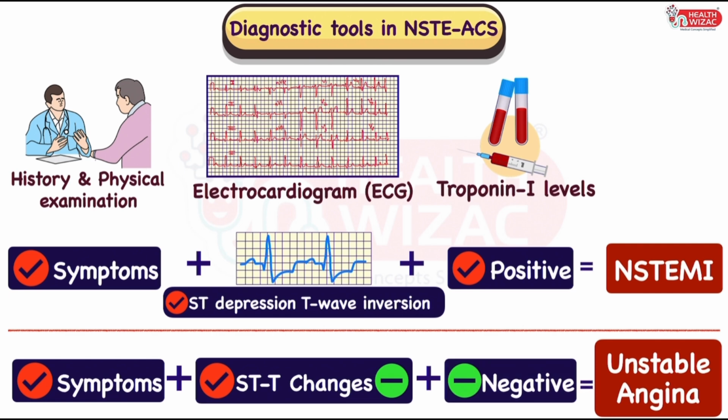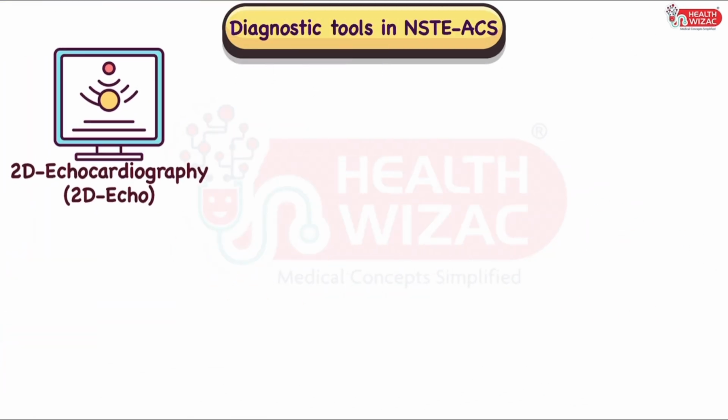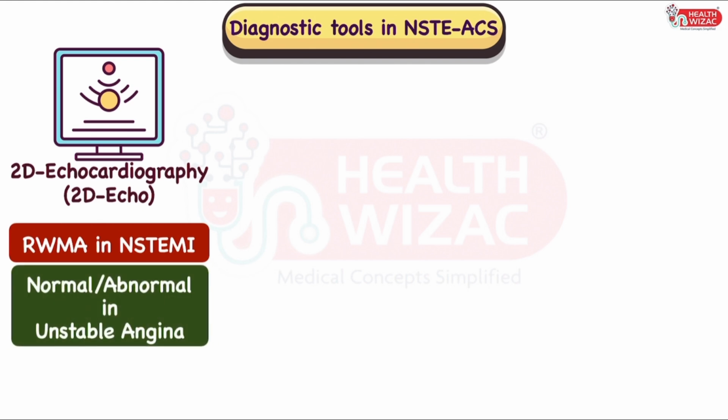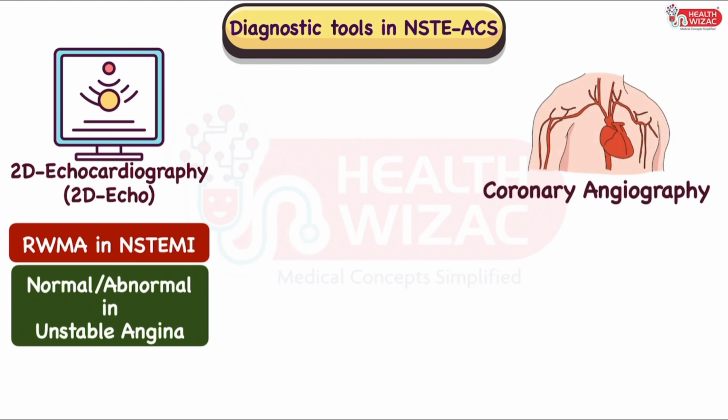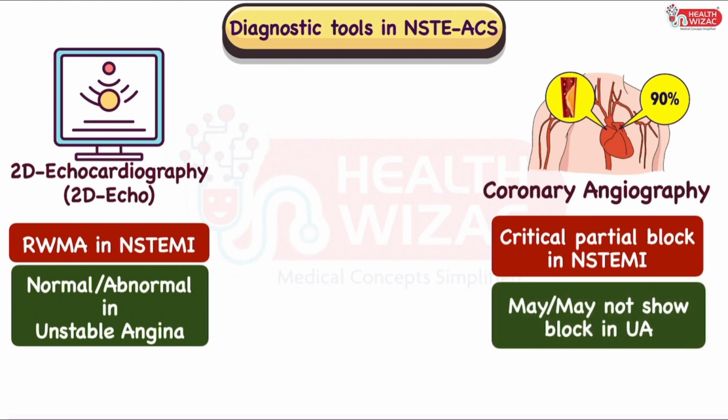Other supporting investigations that help us in diagnosing non-ST elevation ACS include 2D echocardiography, which may show regional wall motion abnormality in non-ST elevation MI, whereas in case of unstable angina, 2D echo may come normal or sometimes abnormal. Next is coronary angiography, which helps us find the location and extent of block. Coronary angiography may show critical partial block in case of non-ST elevation MI, whereas it may or may not show any blockages in case of unstable angina.